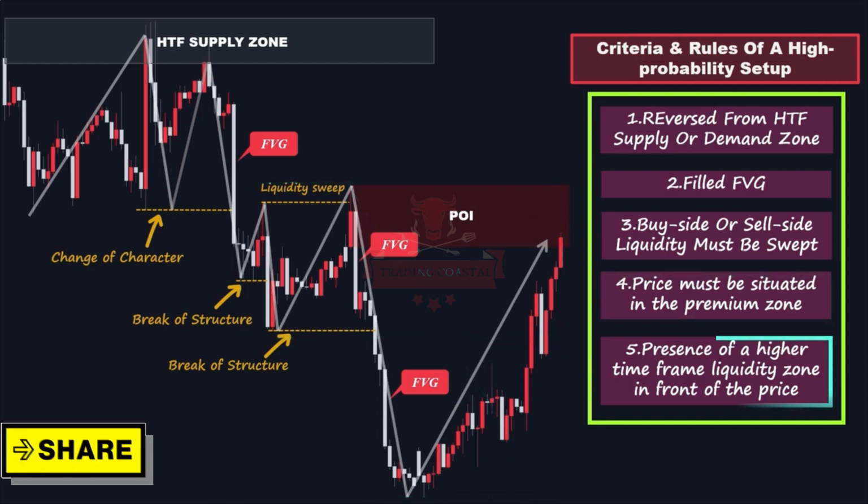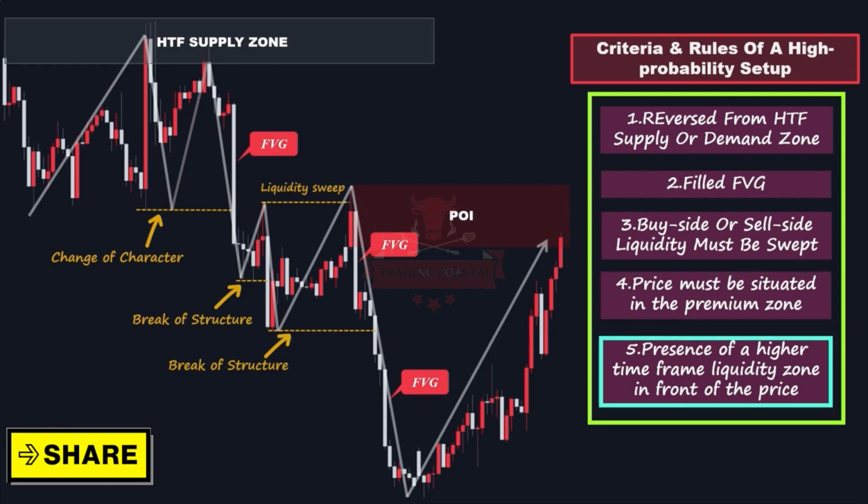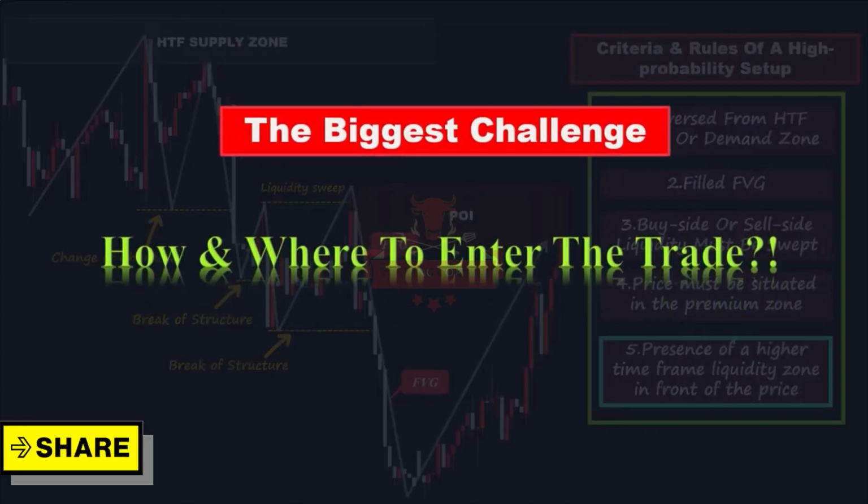The last rule is the presence of a higher time frame liquidity zone in front of the price that can be utilized as a potential take-profit level. When all these rules and criteria align, we have a high probability trading setup.